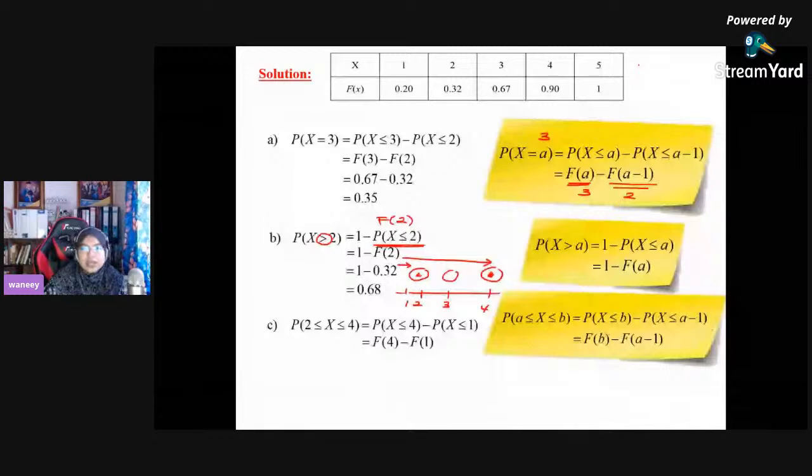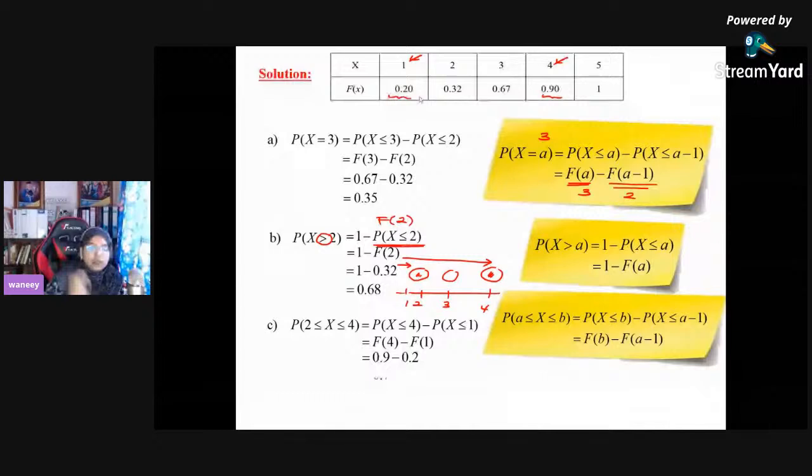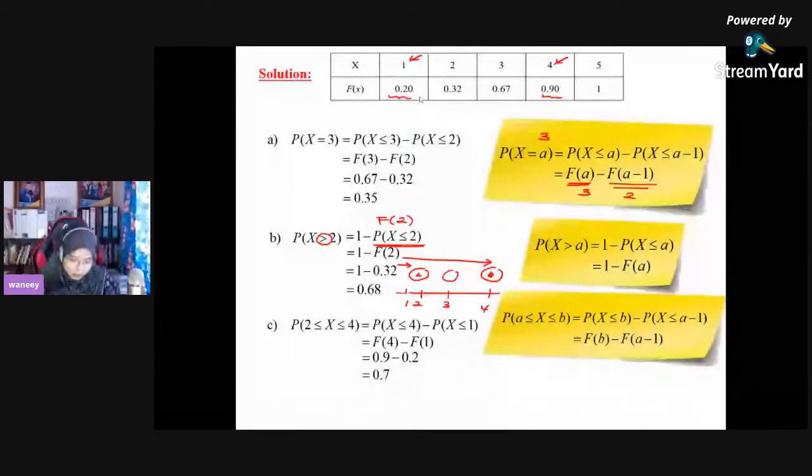F4, this is 4, the value is 0.9. F1, this is 1, the value is 0.2. So 0.9 minus 0.2, so the value is 0.7. Okay, let's see. Do we have another one? Yes, we have the median.